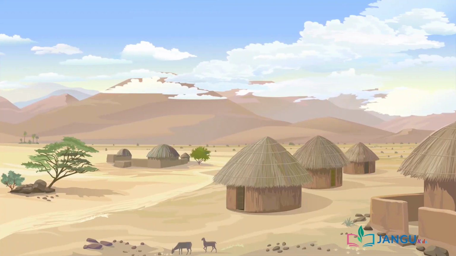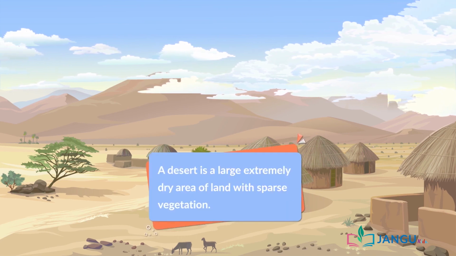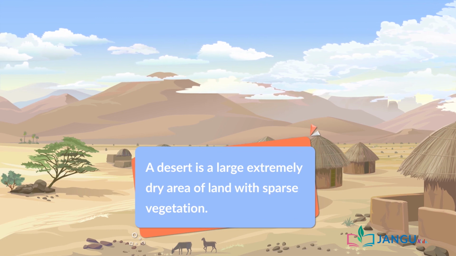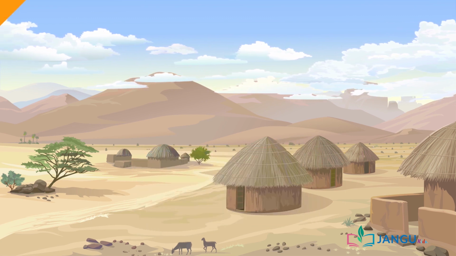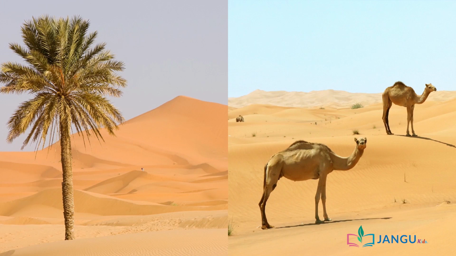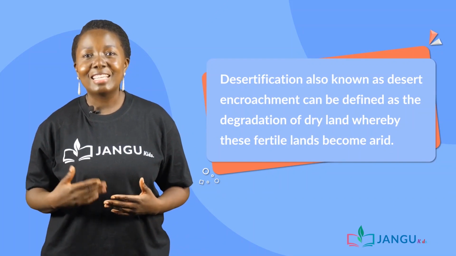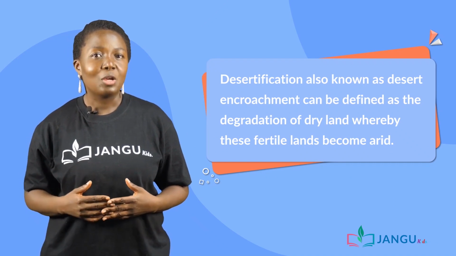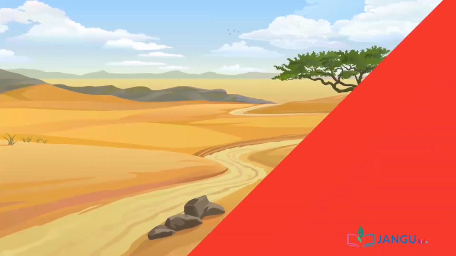We know there are different types of ecosystems or environments on Earth, and the desert is an example of one. In simple terms, a desert is a large, extremely dry area of land with sparse vegetation. It has very harsh living conditions for plants and animals. Therefore, desertification, which is also known as desert encroachment, can be defined as the degradation of dry land, whereby these fertile lands become arid. That is, it loses productivity.